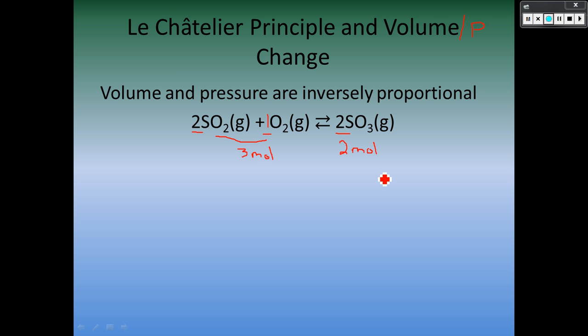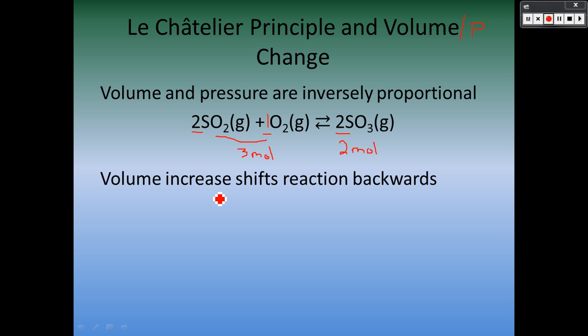So what do you think increasing the volume, which would decrease the pressure, or decreasing the volume, which would increase the pressure, how do you think that's going to affect things? You can go ahead and pause the video, think about that, or look it up in your book. So if we increase the volume, that means we're decreasing the pressure. So volume increase, squeeze it in here, pressure decrease.